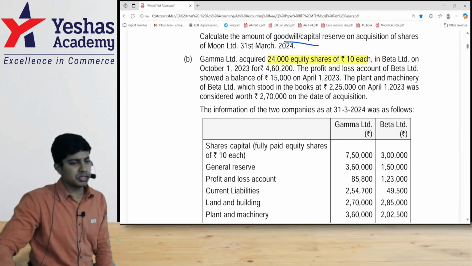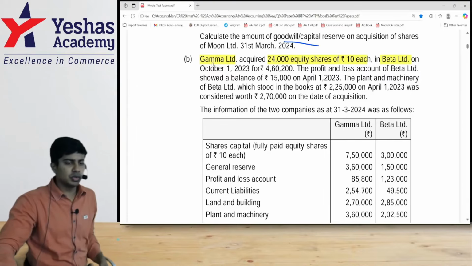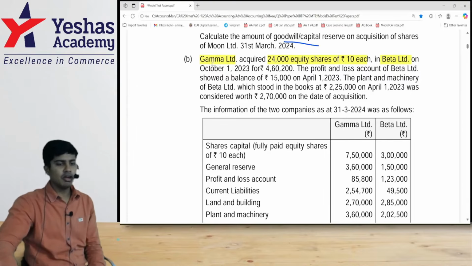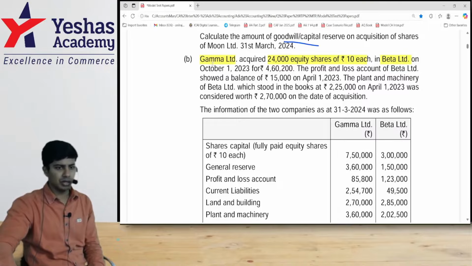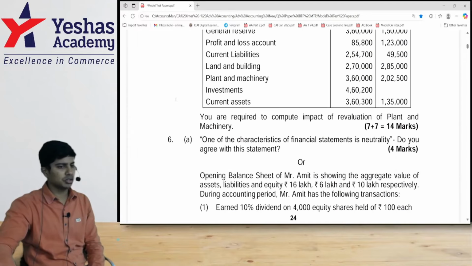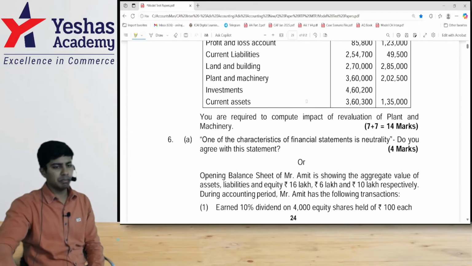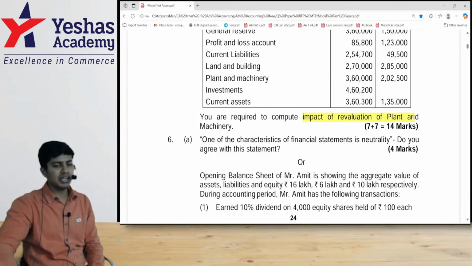So Gamma becomes the holding company, Beta becomes the subsidiary company. And this is happening on 1st of October 2023 for a price of rupees 4,60,200. P&L account balance, okay, leave all that. Come to the end of the question. What do they want? You are required to compute the impact of revaluation of plant and machinery.